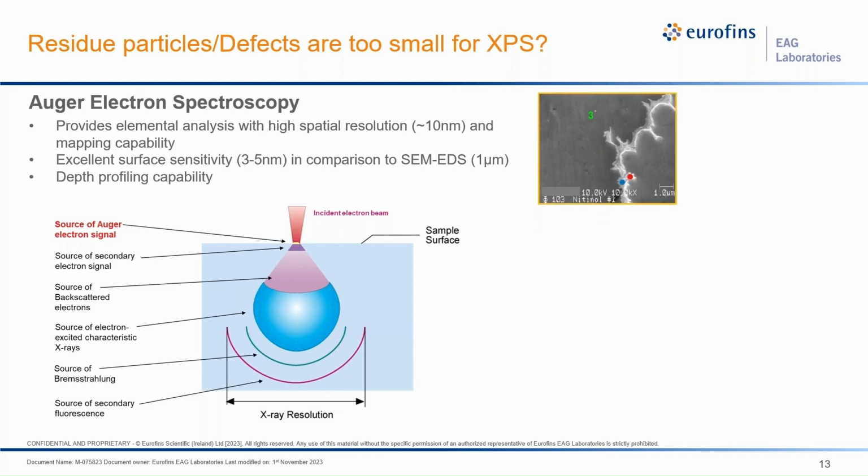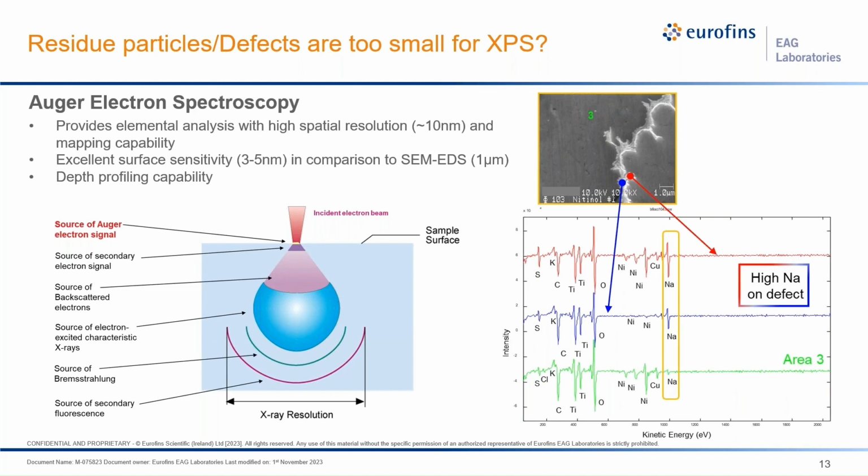Here is an image of how an OJ image looks, where the blue and red dots indicate the two analysis points that we can put on the residue, and the third point is a control area. It's worth mentioning that the scale bar of this image is 1 micron.